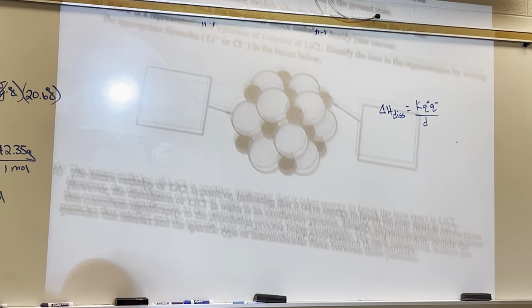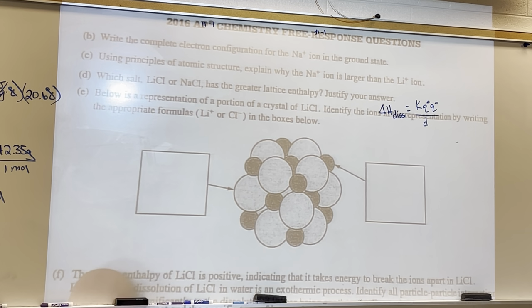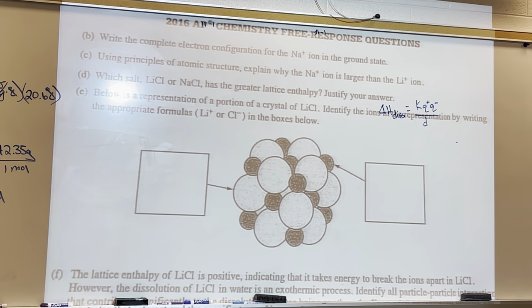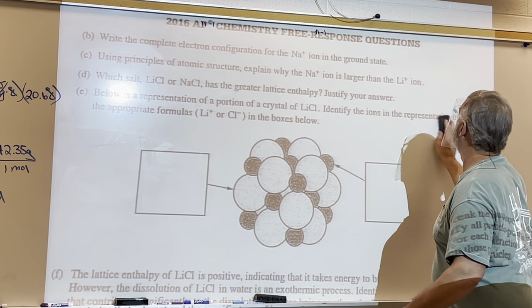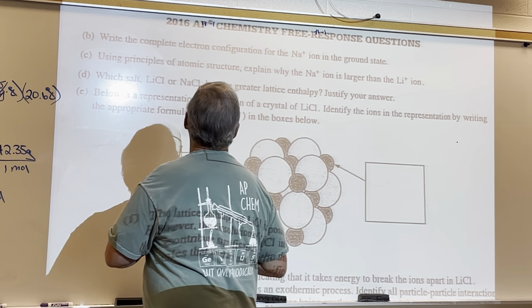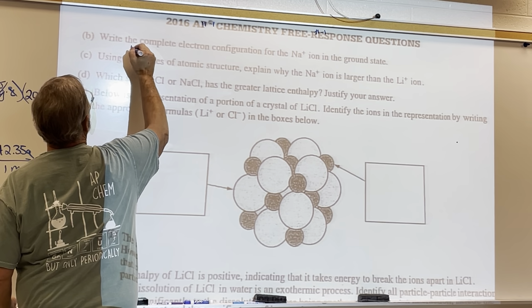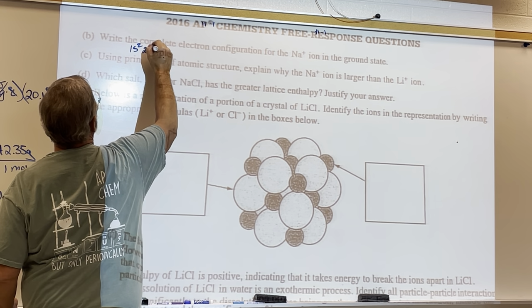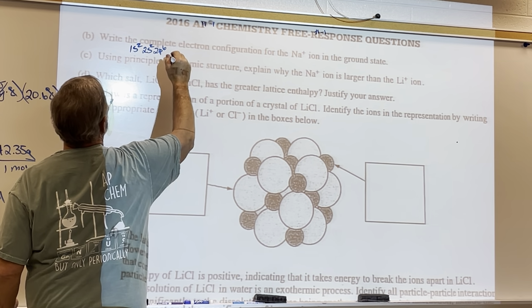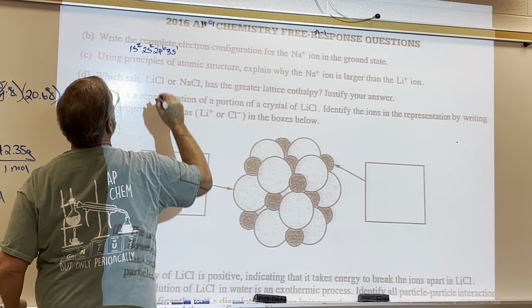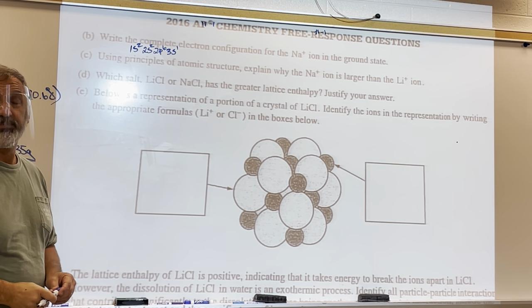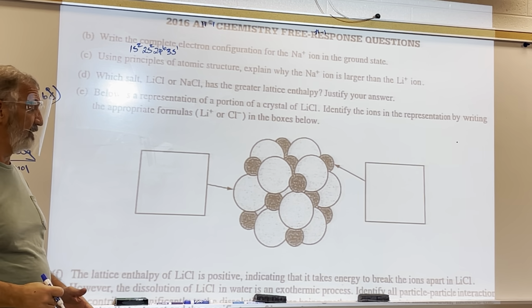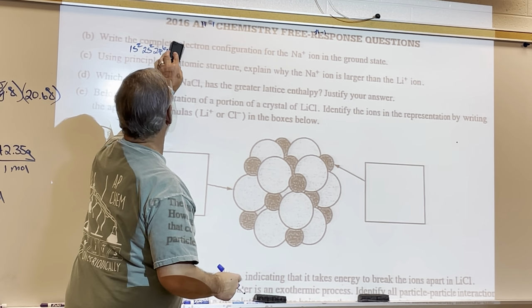The actual question says, write the complete electron configuration for Na plus. That's going to be 1s2, 2s2, 2p6. Sodium would be 3s1, Na, but they want Na plus, so what's it going to be? Just 2p6. Just 2p6.